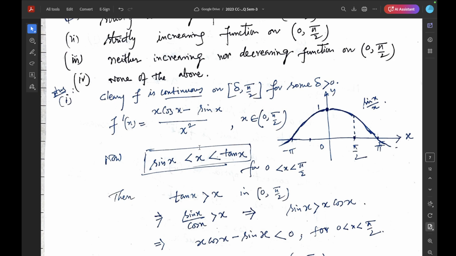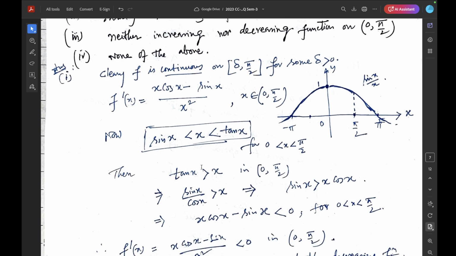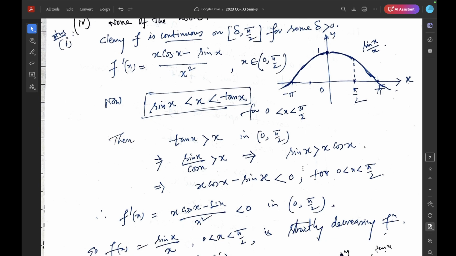Now we know the inequality sin x less than tan x when 0 less than x less than pi by 2. Clearly, tan x greater than x, so sin x by cos x greater than x. This implies sin x is greater than x cos x. So x cos x minus sin x is less than 0 for 0 less than x less than pi by 2.